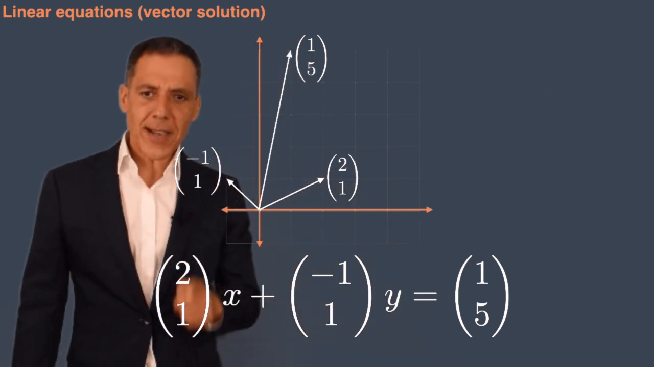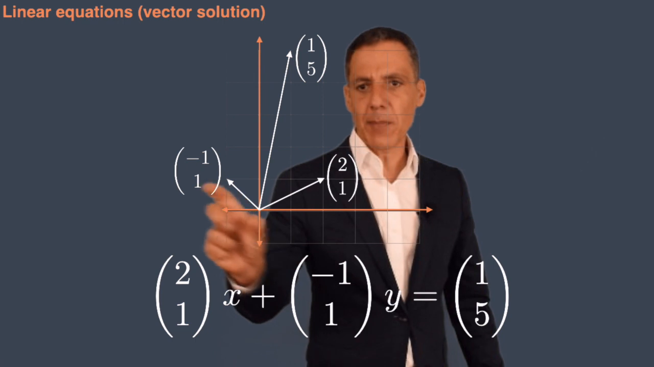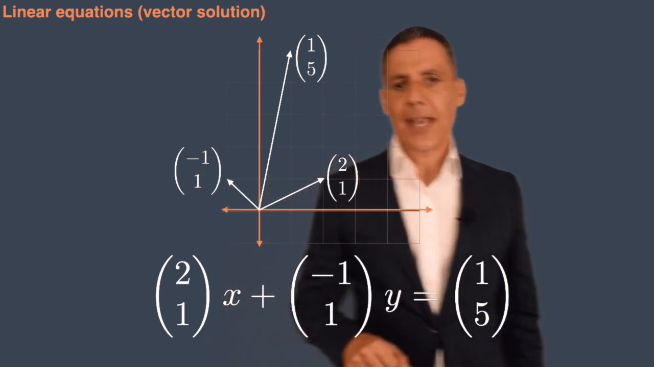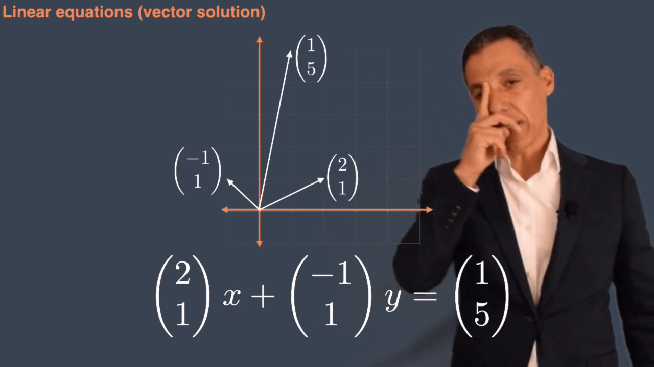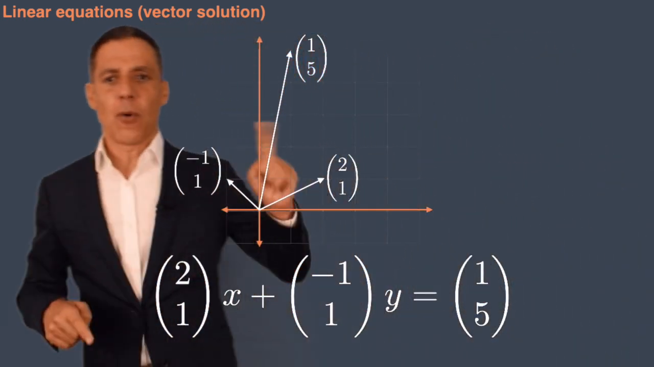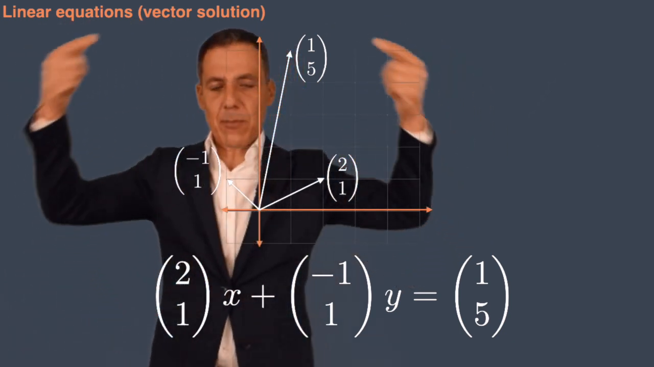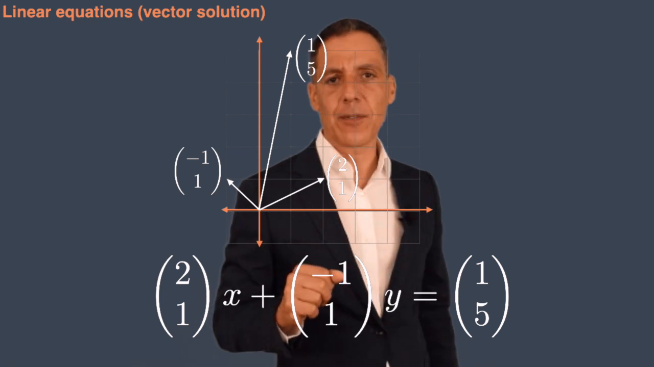I've got one vector, 2, 1, there it is right there. I have another vector, minus 1, 1. And I have a third vector here, 1, 5. That's this guy right here. And what am I asking for now? I'm not asking for a value of x and y that simultaneously satisfies this equation and this equation. I'm asking for a slightly different problem.